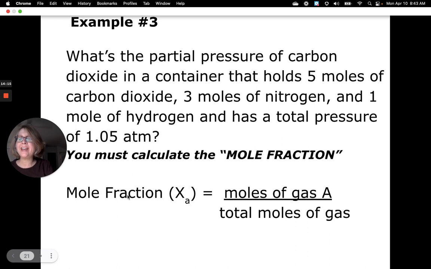So let's remind ourselves what a mole fraction is. It's just a percent. It's just a part. So the mole fraction is going to be the moles of gas A, in this case carbon dioxide, over the total moles of the gas. So we know we've got 5 moles of carbon dioxide, but we also have 3 moles of nitrogen and 1 mole of hydrogen. So we'll just add those all together to give you the moles of the gas.